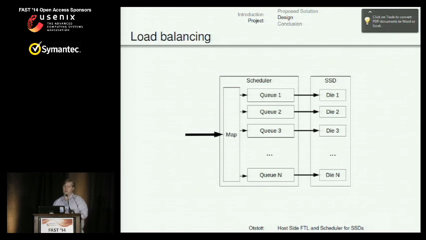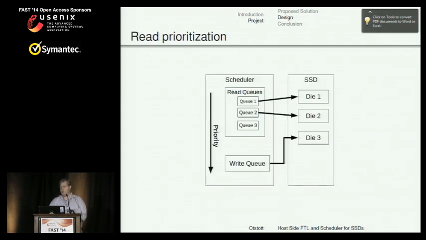So this is how we achieve load balancing. Each die has its own queue. As requests are received, they're decoded by the map to figure out where they are physically, and they're queued according to their die. And in this way, we can limit how many outstanding requests there are per die so that we don't fill up the cache with too many requests that are pointing to the same die. And in this way, we can achieve a sort of rudimentary load balancing between all die.